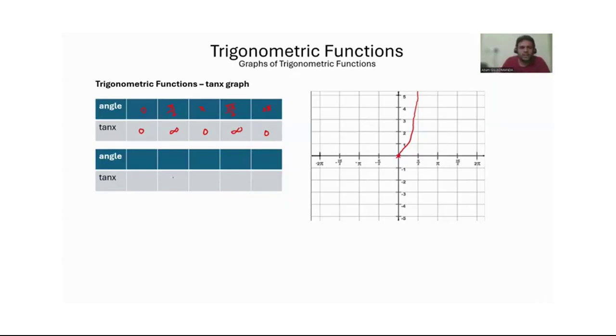Understood? And then for pi, it is 0, right? And for 3 pi by 2, it is again infinity.